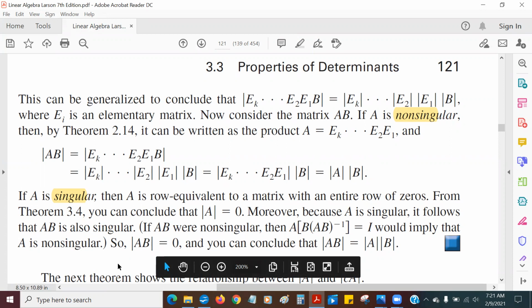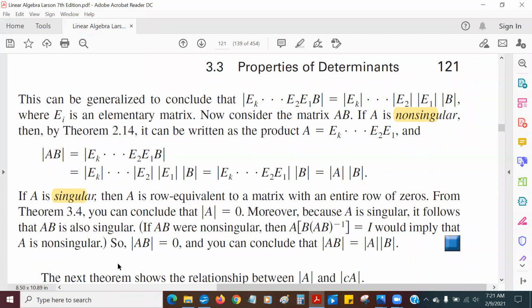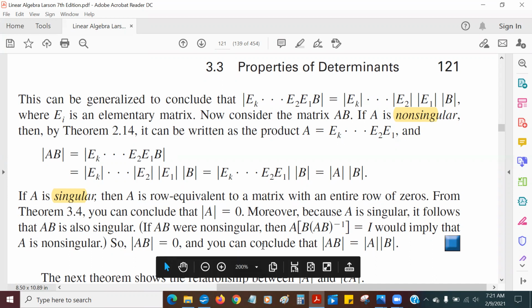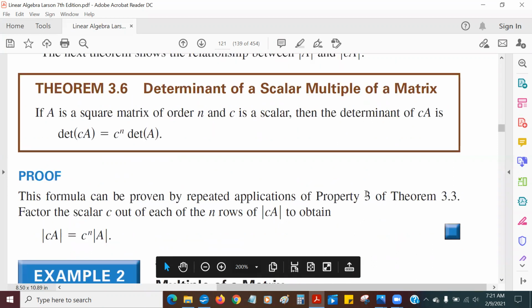Well, if AB is not invertible, if AB doesn't have an inverse, then that means the determinant of AB is equal to zero. So it's true that the determinant of AB is equal to the determinant of A times the determinant of B, because basically it's just saying zero equals zero, and even I know that zero equals zero. Okay, now we're going to move on to another theorem.